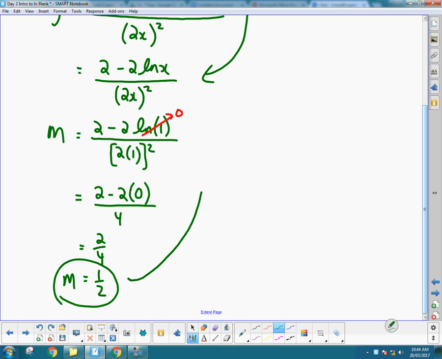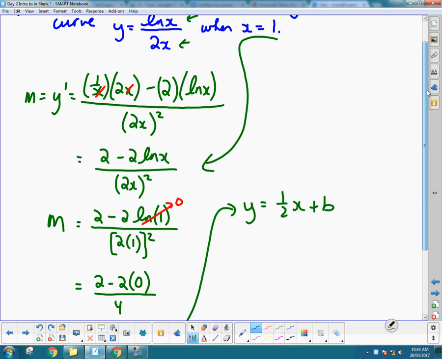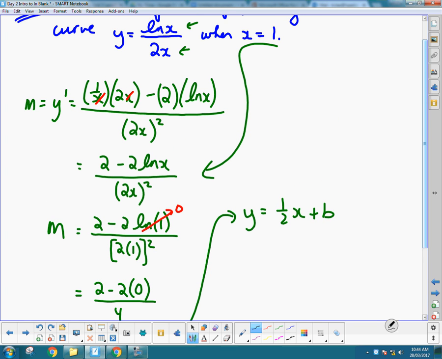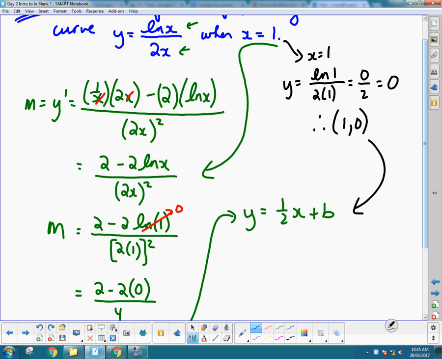I've got this much, which means I've got y equals 1/2 x plus b. Now I've got to figure out my x and y point so that I can sub it in here. So x equals 1, we're going to sub into the equation. So it's y equals ln 1 over 2 to the 1. Well, again, ln of 1 is 0 over 2, so it's just 0. So the coordinate is 1, 0. That's the coordinate we're going to sub into this function.